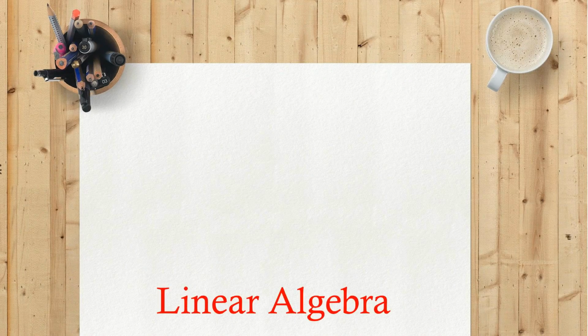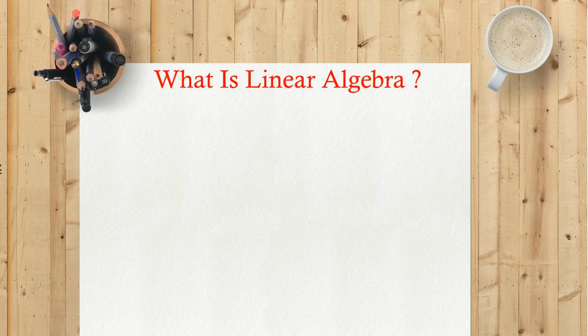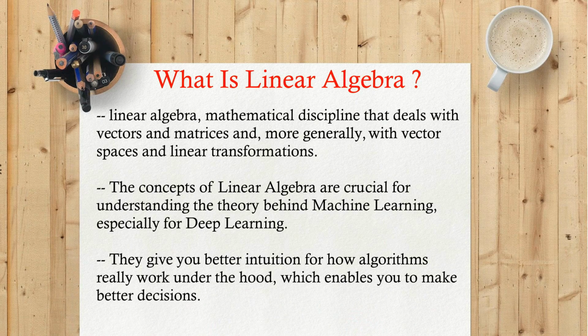Linear algebra. What is linear algebra? Linear algebra is a mathematical discipline that deals with vectors and matrices and, more generally, with vector spaces and linear transformations. The concepts of linear algebra are crucial for understanding the theory behind machine learning, especially for deep learning. They give you better intuition for how algorithms really work under the hood, which enables you to make better decisions.